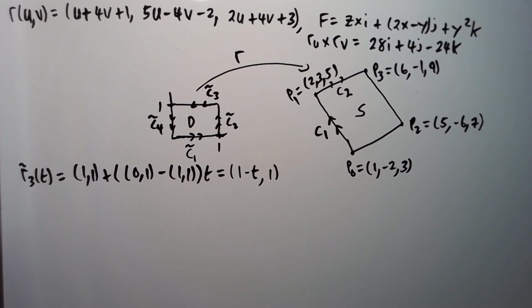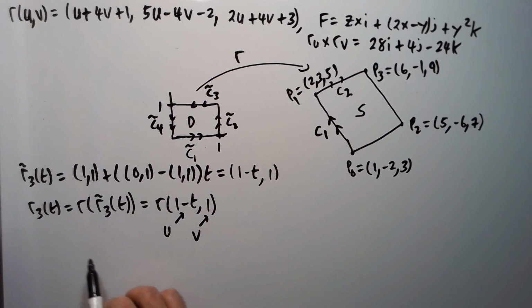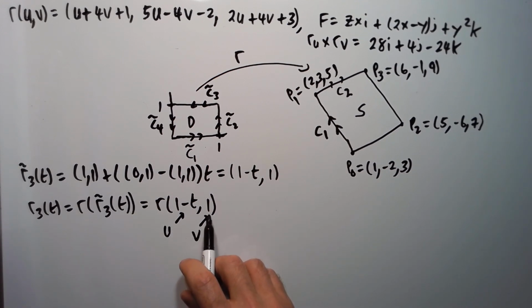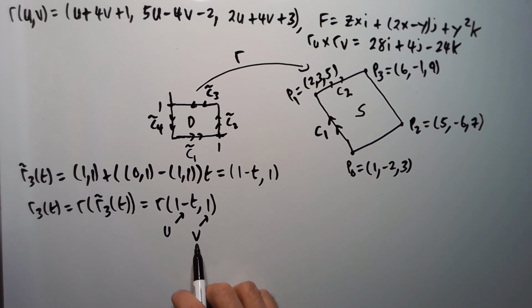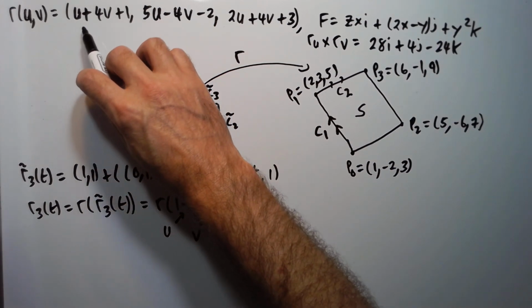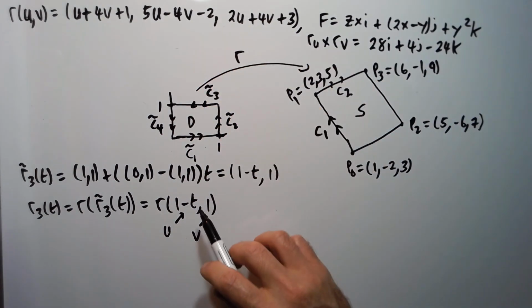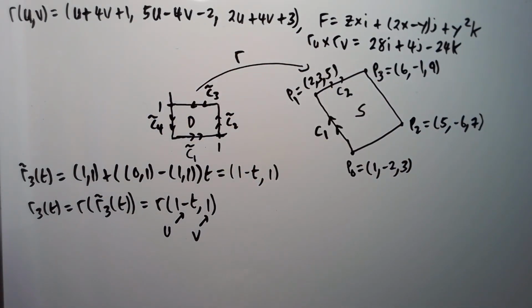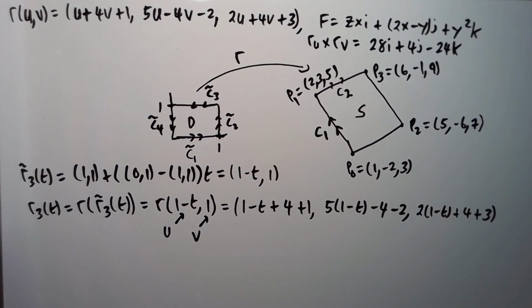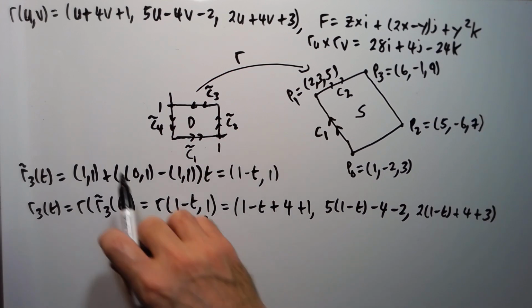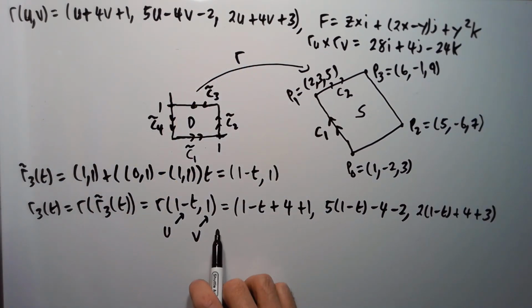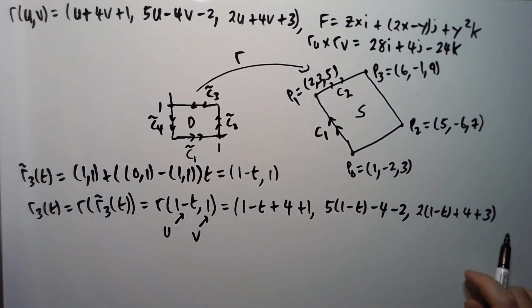Now let's apply R to it, and let's call it R3. So R3 is R of R3 tilde, so it'll be R of 1 minus t comma 1. So my u is 1 minus t, my v is 1. Up here I'm going to put 1 minus t in place of u, and 1 in place of v. Again, putting 1 minus t in place of u here, here, here, and 1 in place of v here, here, and here, you get this. Simplifying this, we get this.